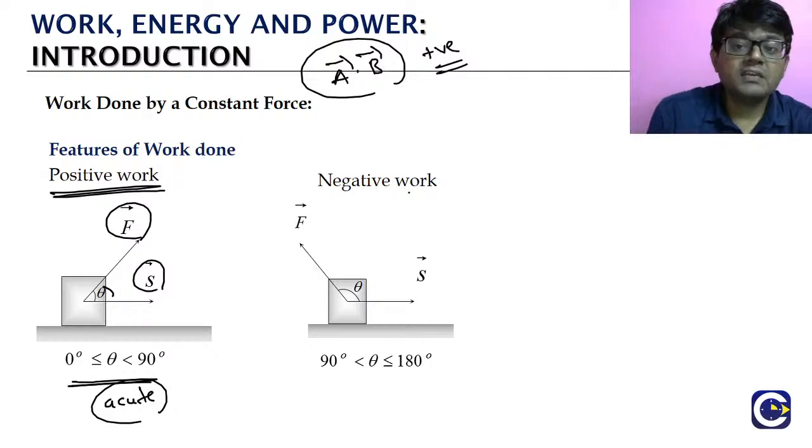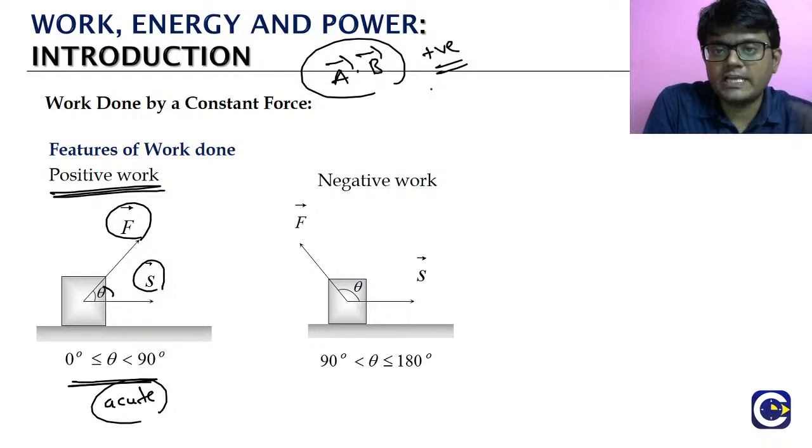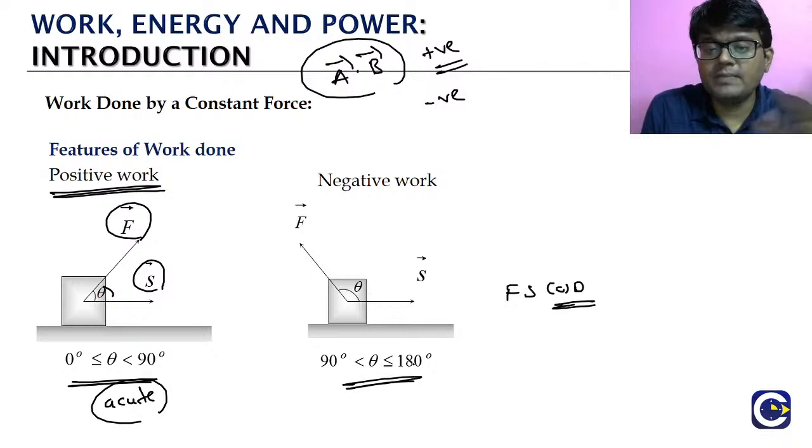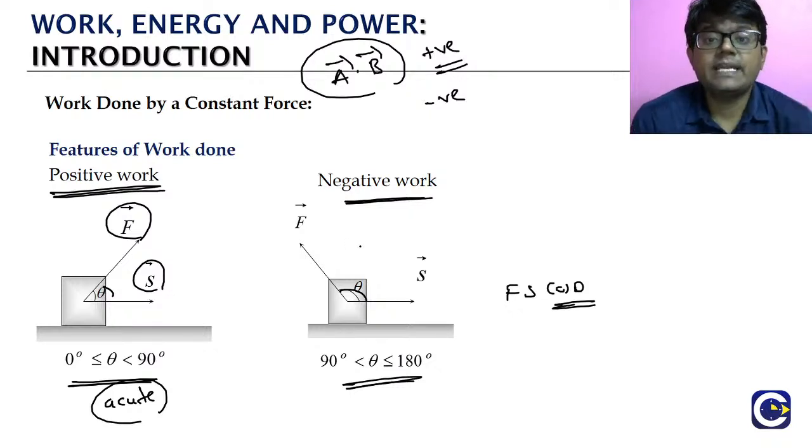And if the angle between the two vectors is an obtuse angle, meaning more than 90, then what will be the dot product? Remember, in this case we will get F s cos theta. Cos theta in the 90 to 180 range means it is the second quadrant, so cos theta will be negative. So for the angle between force and displacement vectors, if it is an obtuse angle, the work we are going to get will be negative.